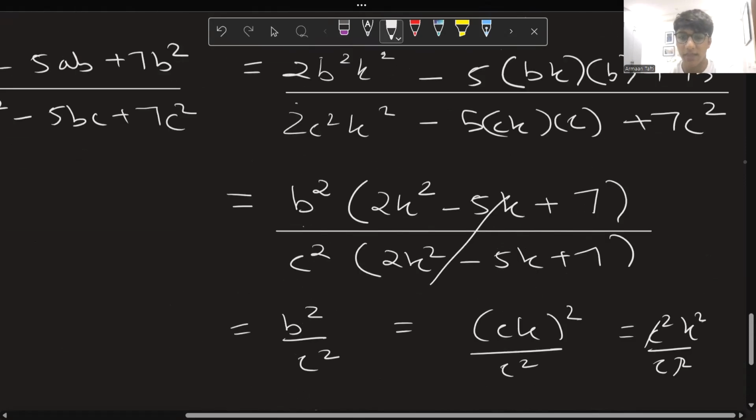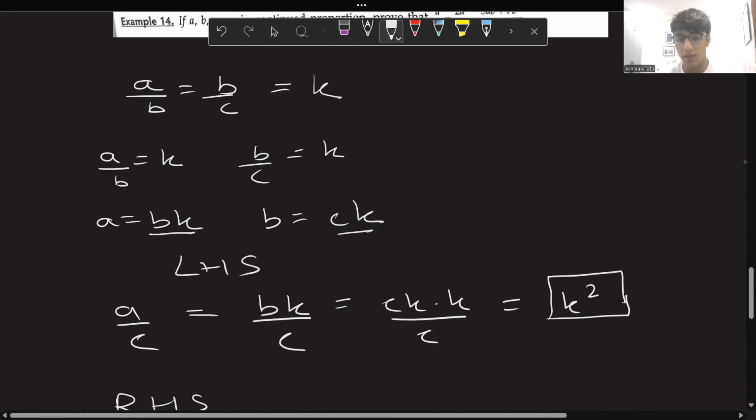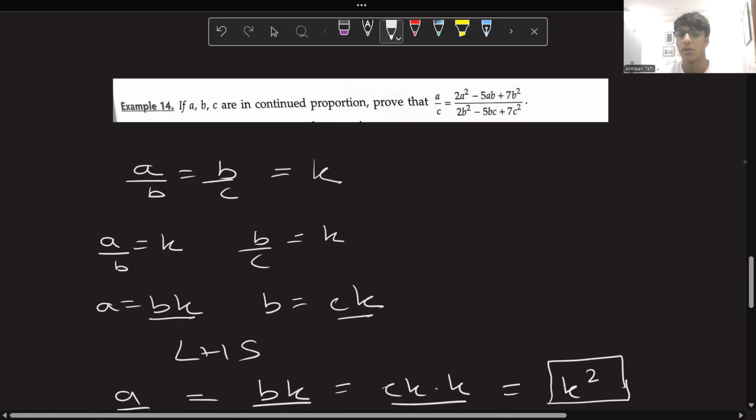Now, different places you learn from, different tutors, school teachers, they may all tell you to do different things, but I have done hundreds of these questions over the last year. And trust me, this is, in my opinion, the best way to do it. Every time you're given a ratio proportion question, whether it's continued proportion or normal proportion, make it equal to a constant k. Then get your values a equals bk, b equals ck, or something of that sort. Then if you have a numerator and denominator, substitute either A or B, whichever one, in terms of your constant K, and do the same with the denominator. Cancel the like terms. Do the same for both the LHS and the RHS, and you should not go wrong.